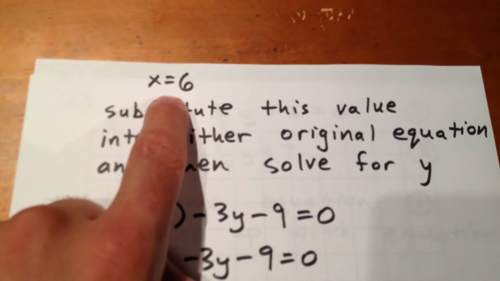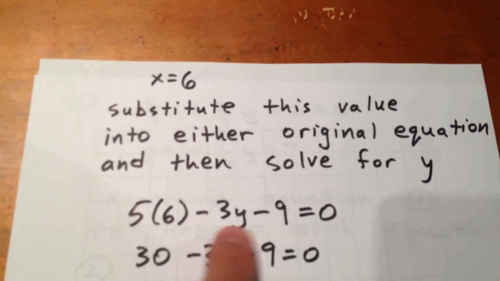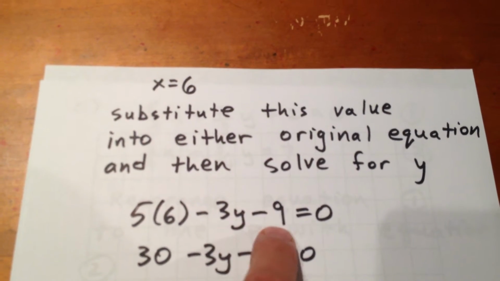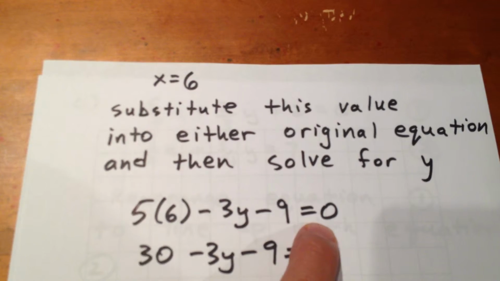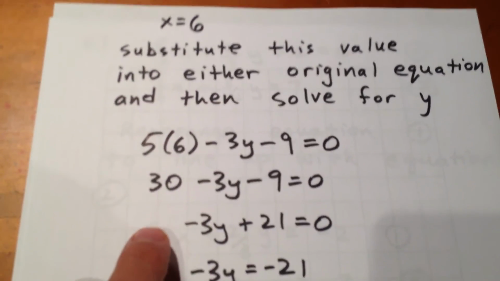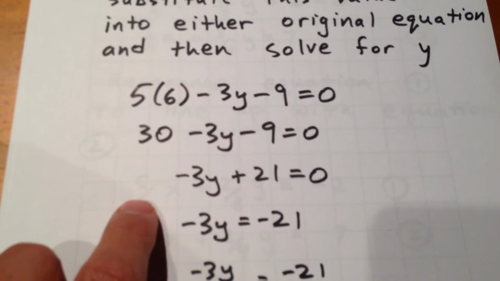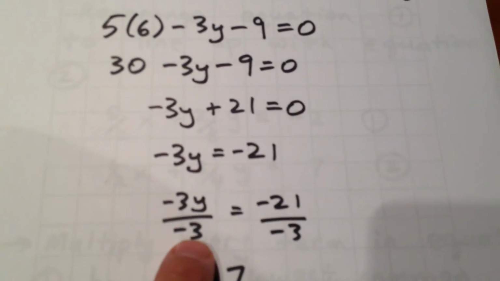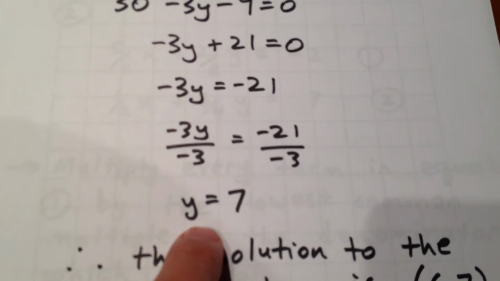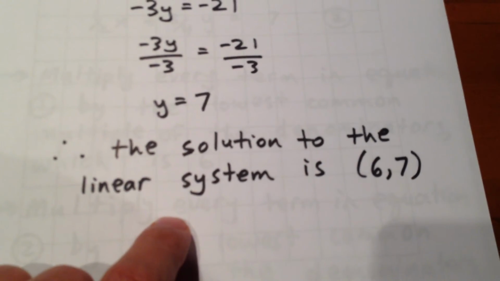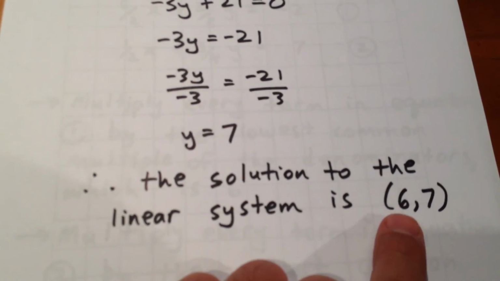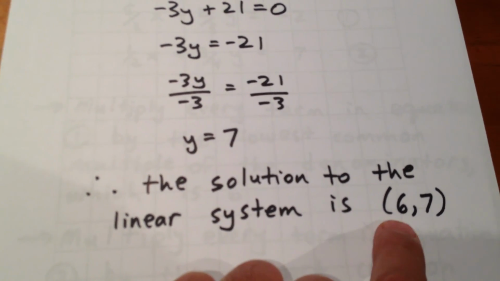We can then take that value of 6 and substitute it into either of the original equations we started with. So this was one of them. 5x minus 3y minus 9 equals 0 was one of our first two equations, so we use that. Subbing in a value of 6 gives us 30 minus 3y minus 9 equals 0. And we now collect our like terms, divide through by the coefficient of y like we normally would, and y equals 7. And since we're solving a linear system, we know that we have to have an x value and a y value, so the solution to the linear system is the x, y values of 6, 7.